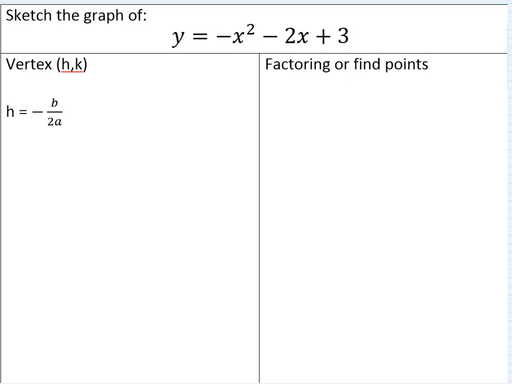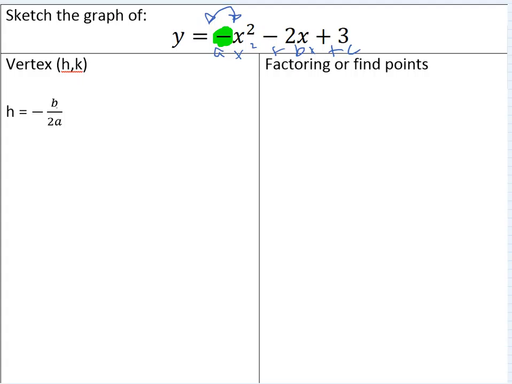Alright, let's take a look at graphing y equals negative x squared minus 2x plus 3. Automatically, just by looking at the equation, I know that we're going to open down. So we should have a downward facing graph. And now we're going to label this so we can compare it to ax squared plus bx plus c, so we can get some values for a, b, and c.